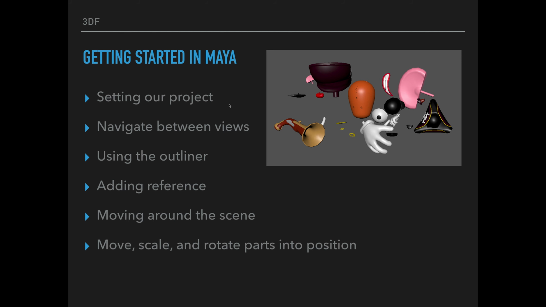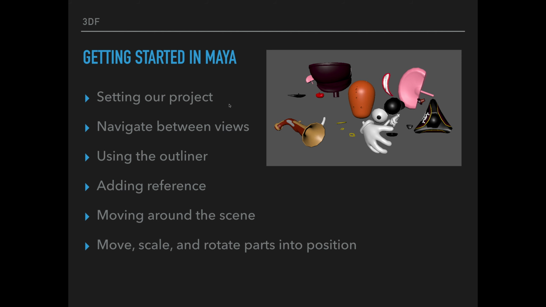Alright guys, so now we're going to get started in Maya. Before we do this, the expectation is that you've already downloaded and installed Maya 2018 or a newer version of it. You also need to make sure that you download the class asset files and you've moved these to the document folder on your computer.